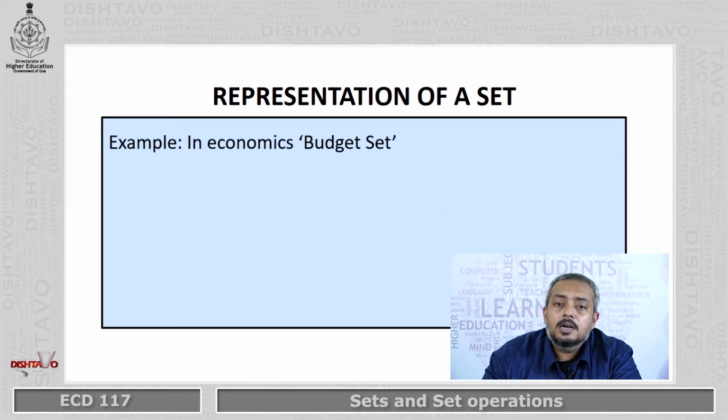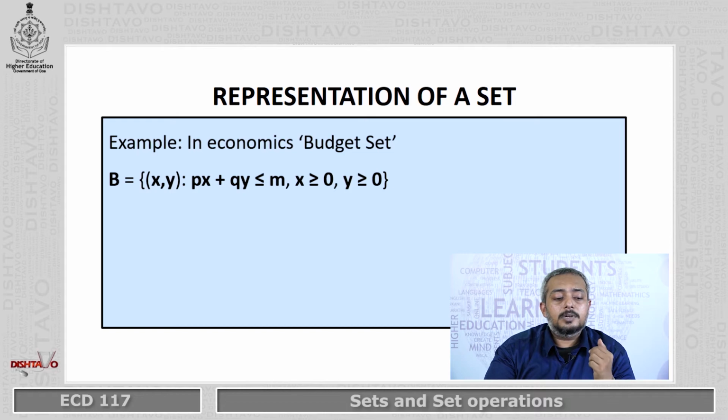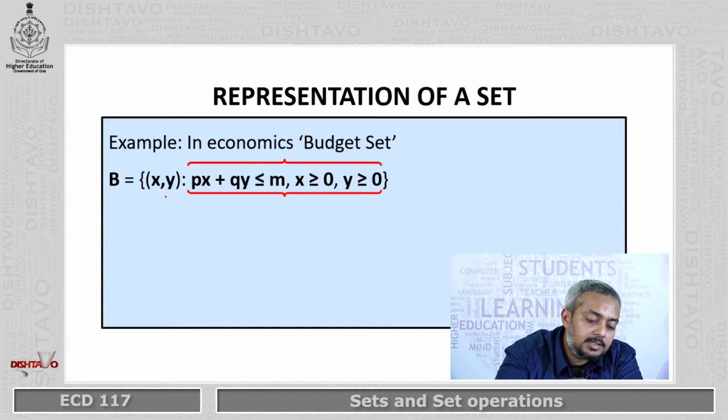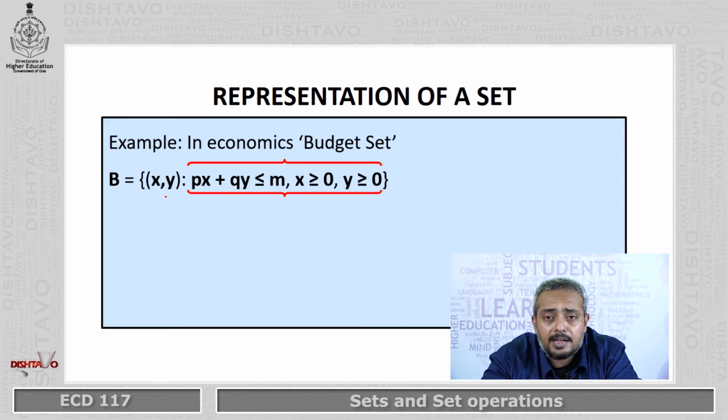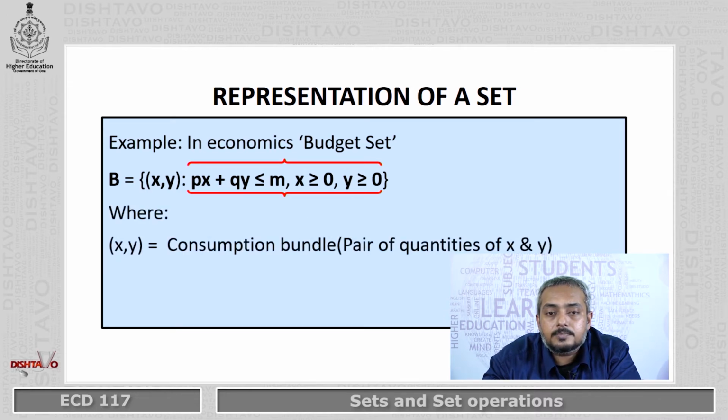Let us move on. Let us take an actual example in economics. Let us talk about the budget set. Look at this particular equation. I know it looks a bit complicated, but we will break it down in a bit. This particular budget set is nothing but a set consisting of variables x and y, as you can see on the screen, and it has certain properties or conditions that you can see here. Okay. So, let us see what these are.